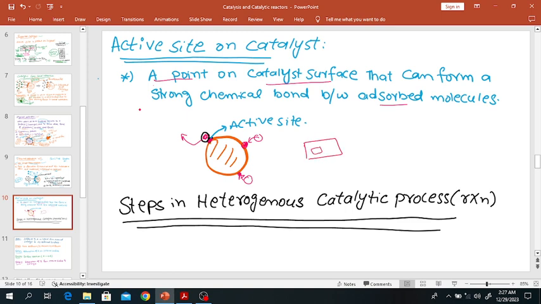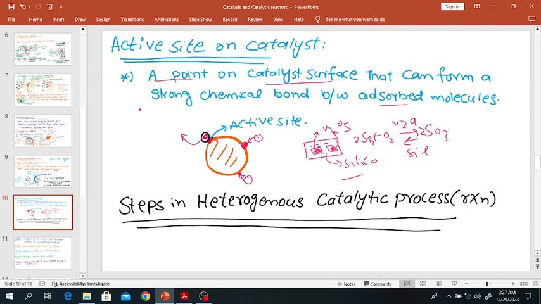For a supported catalyst, there are active sites like these, which are vanadium pentoxide, and this is also vanadium pentoxide. These are supported catalysts. So this is silica, which is the support, and there is the active site. This is the active site which is responsible for the oxidation of sulfur dioxide to form sulfur trioxide in the contact process. So these are vanadium pentoxide and silica.